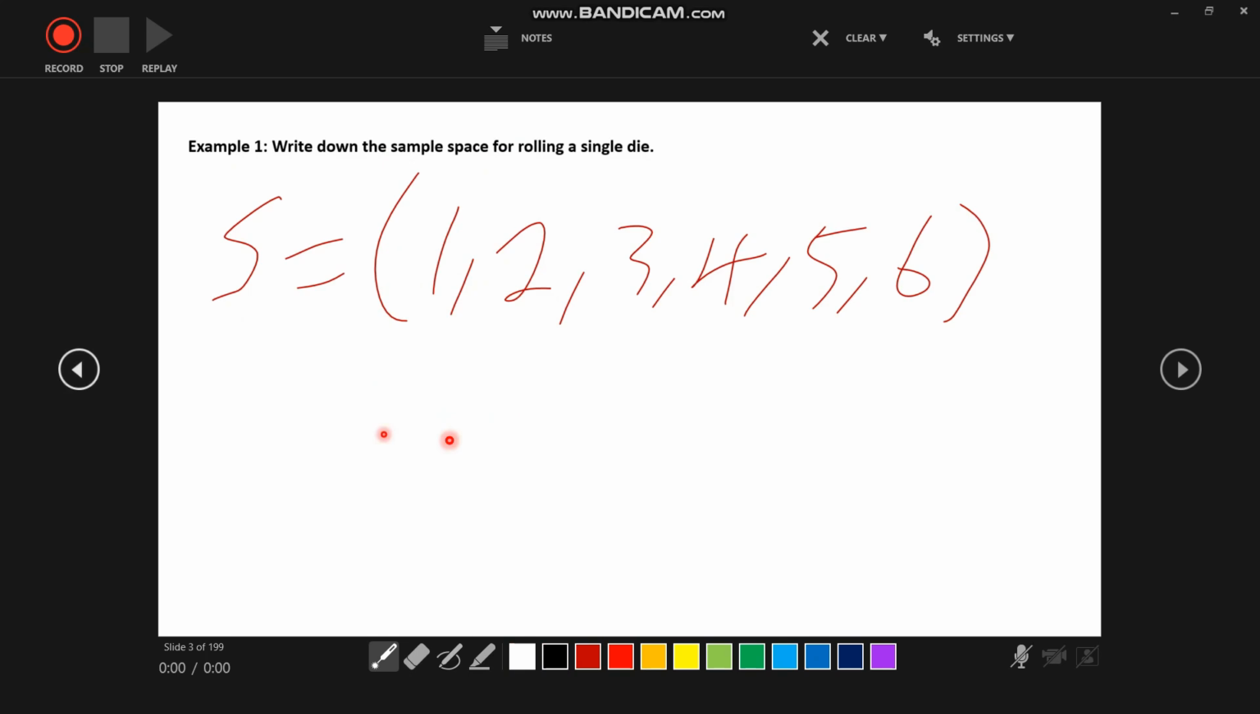For this example, the total number of possible outcomes here is 6 as well. This will be 1, 2, 3, 4, 5, 6. The total number of possible outcomes here is 6 as well. Don't forget that each sample point is an outcome.